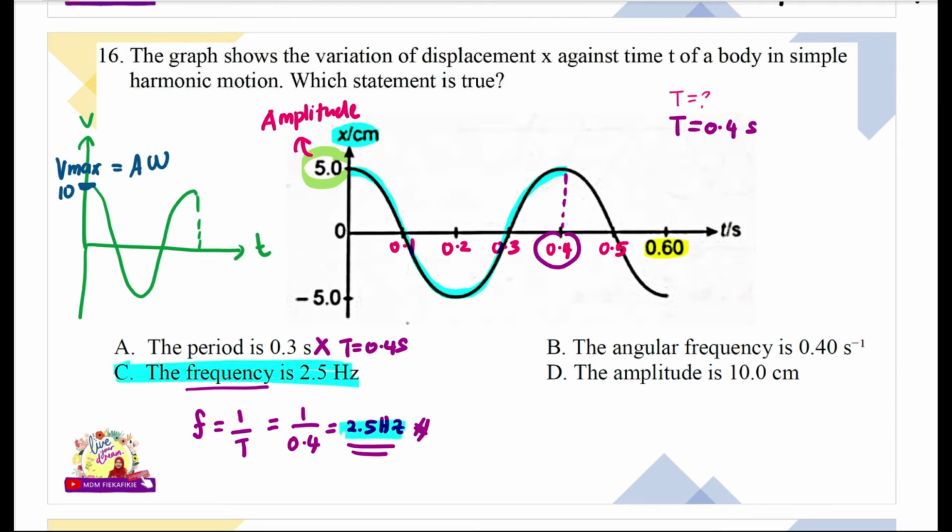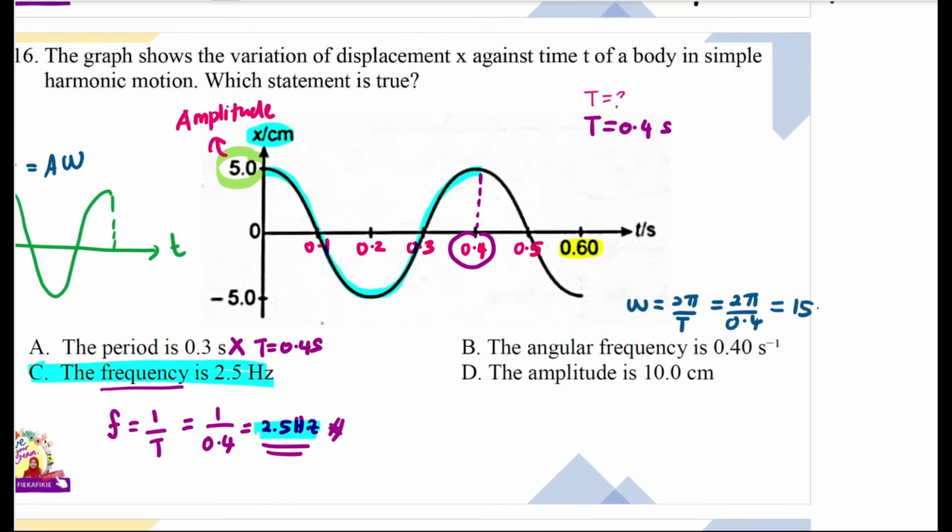B is wrong. The angular frequency, try to calculate. Omega is equal to 2 pi over T or 2 pi f. So if we calculate, I did not get 0.4 per second. Instead, what I got is 15.7 radian per second. And then the amplitude of 10 cm is also wrong. It is 5 cm. Okay, so finish question 16.